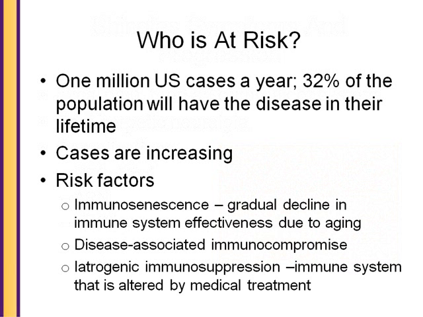Who is at risk? It's probably of no surprise that a very large number of people develop this disease. There are more than 1 million cases a year in the United States. And if you consider the lifetime risk for an individual, one third of the population will have the disease sometime in their lifetime. Cases have been increasing in recent years for reasons that we are not certain of. We see more cases now.